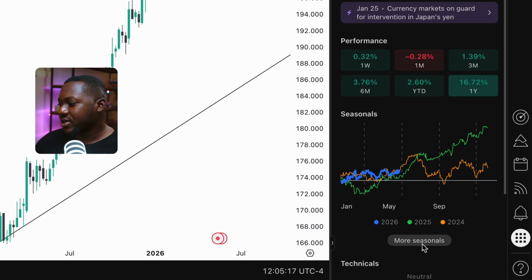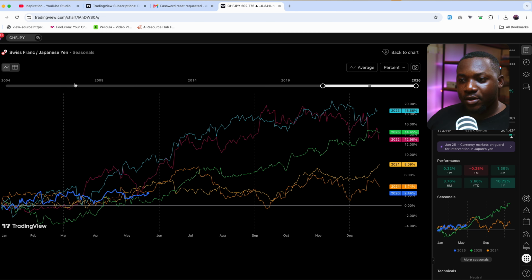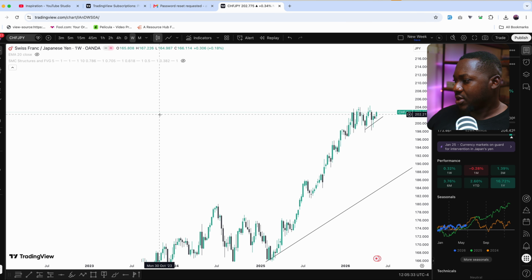You can tap on more seasonals, a more detailed seasonality view of how you can analyze any particular asset, not just Swiss franc and Japanese yen. You can do this on gold, you can do this on Bitcoin or any other asset on TradingView.